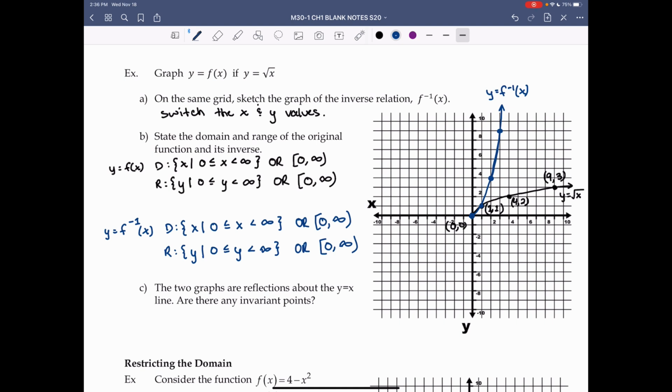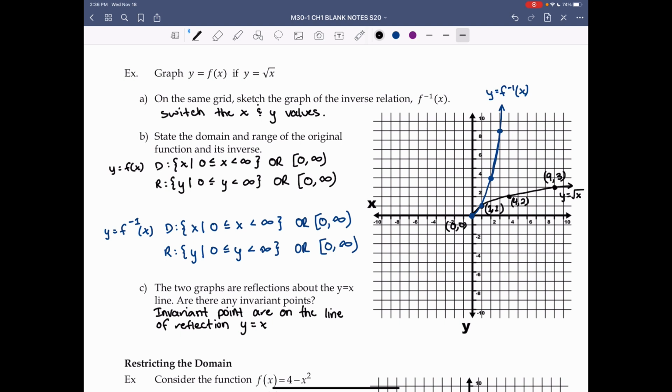C, the two graphs are reflections about the y equals x line. Are there any invariant points? Invariant points are on the line of reflection, which is y equals x for inverse relations.